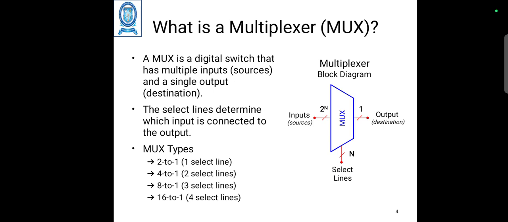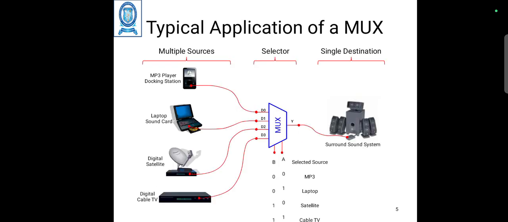So here 2 to 1 means the number of inputs is 2 and the number of select lines is 1. 4 to 1 means the number of input lines is 4 and the number of select lines is 2, since 2 power 2 is 4. And 8 to 1 means 2 power 3 is 8. So in an 8 to 1 multiplexer, we have 3 select lines. Similarly, we have different types of multiplexers.